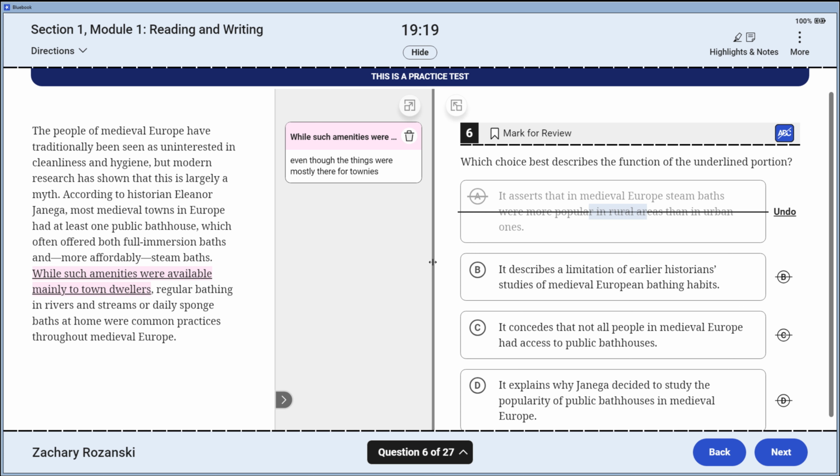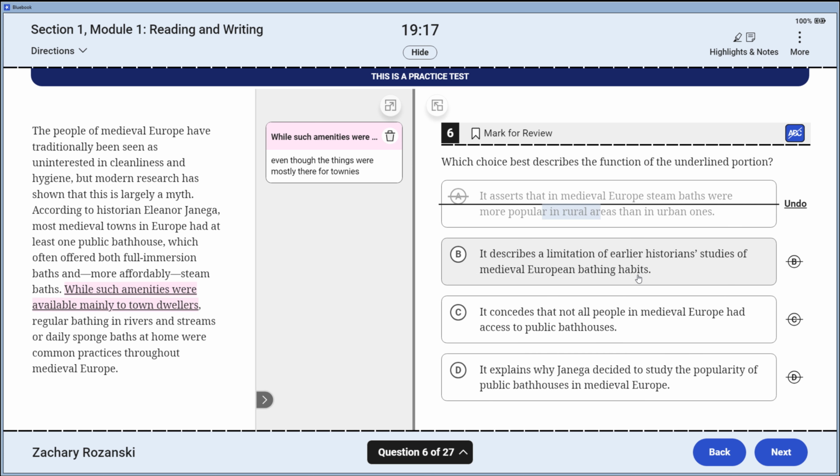"It describes the limitation of earlier historians' studies of medieval European bathing habits." Even though the things are mostly there for townies, this is saying that there's like a critique of old nerds studying this topic, and I'm not reading that into this at all.